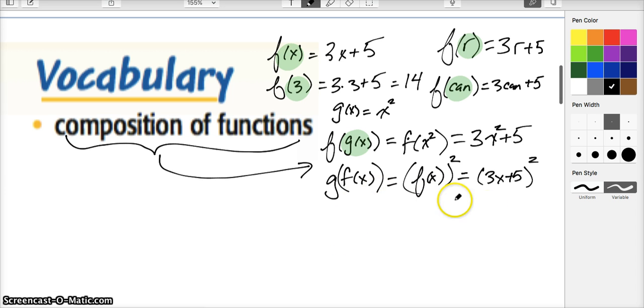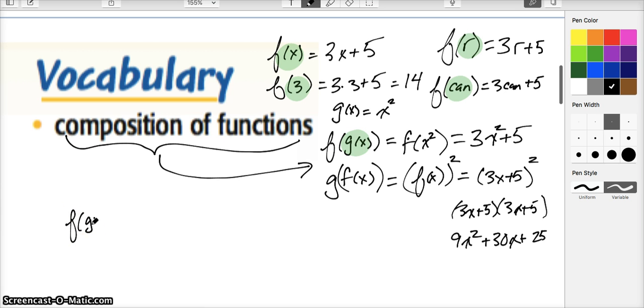And we're big timers now. We know how to multiply that. That's 3x plus 5 times 3x plus 5. What that's going to give us is the following. We're going to end up with 9x squared, with a 25 back here and a plus 30x in the center. So it's a perfect square trinomial. Let's just look at it real quick.